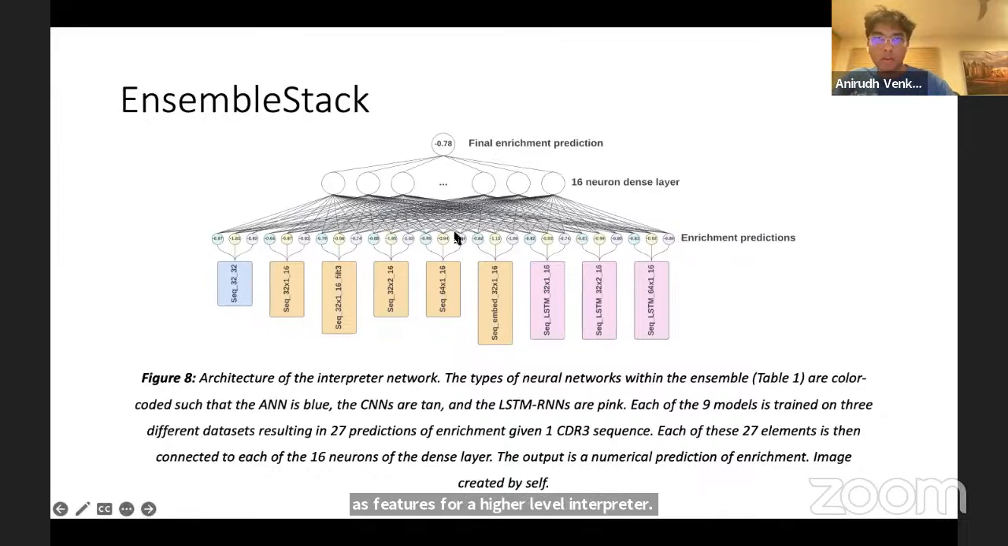So these are the parameters, and they get passed through a 16-neuron dense layer for a final prediction of the enrichment. So it takes all these 27 different parameters and then passes them through a hidden layer of 16 neurons to get a final enrichment. And this enrichment prediction is actually much better than each of these constituent predictions of binding affinity.